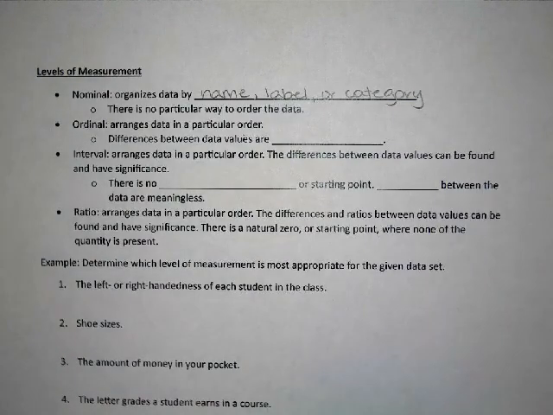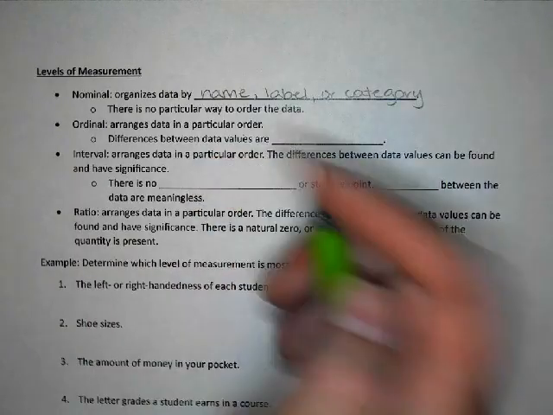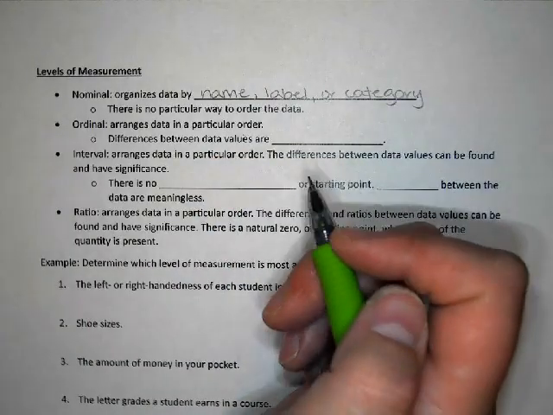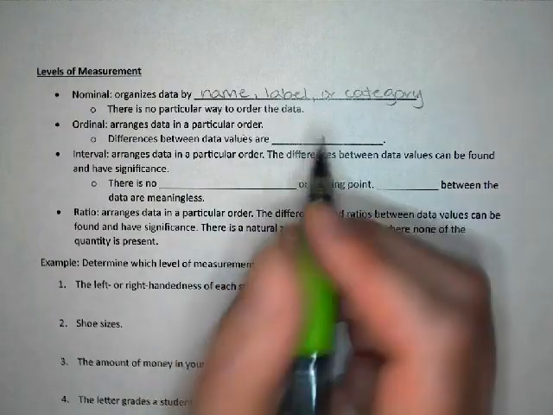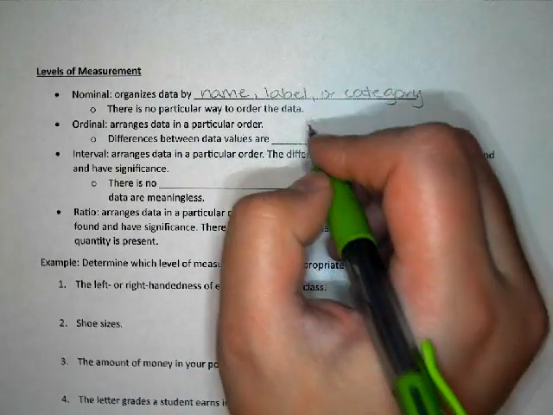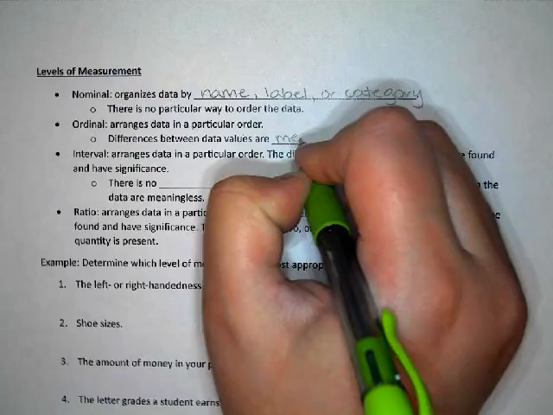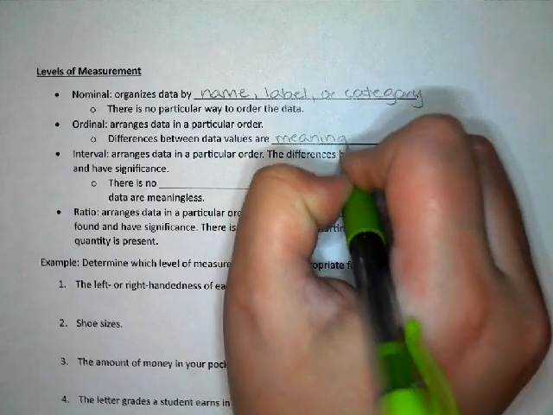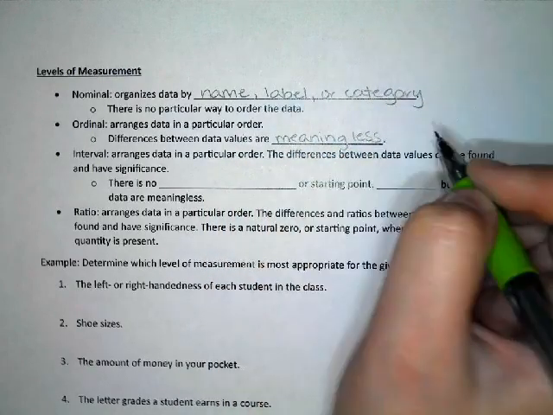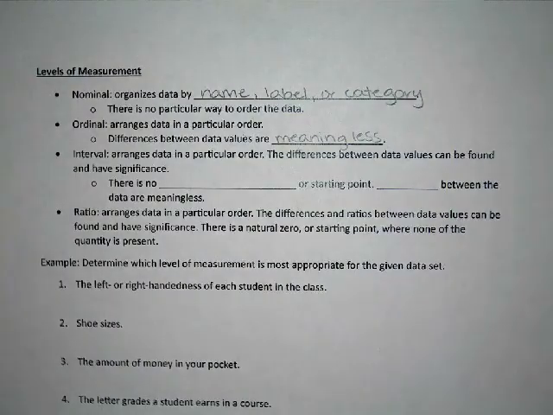Ordinal arranges data in a particular order, but the differences between the data values are meaningless. So there might be numbers to represent the data that you can put in numerical order, but the numbers themselves don't really have meaning. Or there might be something you've got in alphabetical order, but the alphabetical order itself doesn't have meaning.